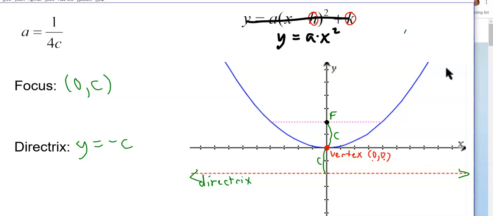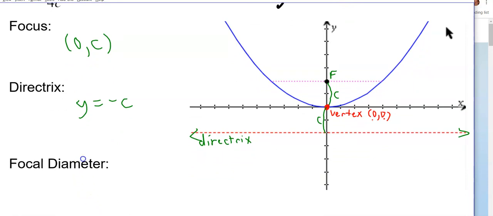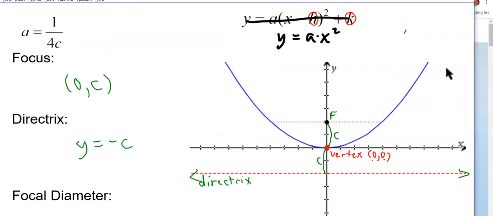There's one last thing that's on here that you do need to know. It's called the focal diameter. So the focal diameter formula is: focal diameter is equal to the absolute value of 4c. So the distance from this point to this point, that focal diameter is that dotted pink line there. It is parallel to the directrix, and the complete distance from here to here is 4c, or in this case, 4 times 2, or 8, if you just look at the graph there.